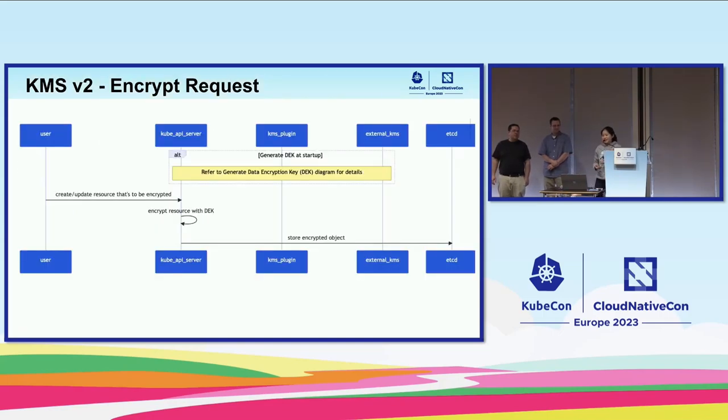A picture is worth a thousand words. And also, it's really hard to explain this stuff unless you've been working on it for a long time. So just to give you graphically what happens when a user creates a new object: the request comes in, and the API server says, do I already have a data encryption key or not? If it already has it, it's going to use that to encrypt the data, and then store the encrypted data in etcd.